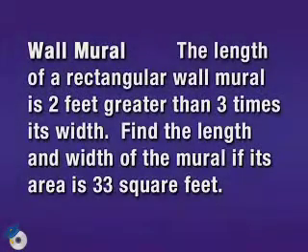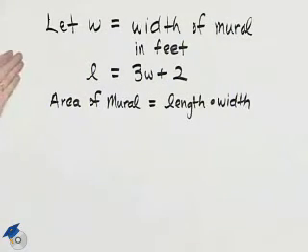The length of a rectangular wall mural is 2 feet greater than 3 times its width. Find the length and width of the mural if its area is 33 square feet. We first need to understand and translate to solve this problem.